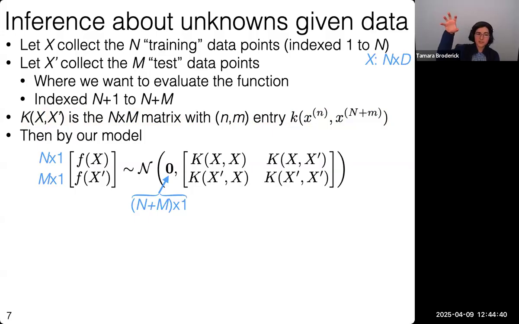And so here we can write out our covariance matrix as having these various parts. There's the covariance matrix between the training data and the training data. There's a covariance matrix between the testing data and the testing data. There's a covariance matrix between the training and the testing data. And this whole thing we can check has the correct dimensions, n plus m times n plus m.